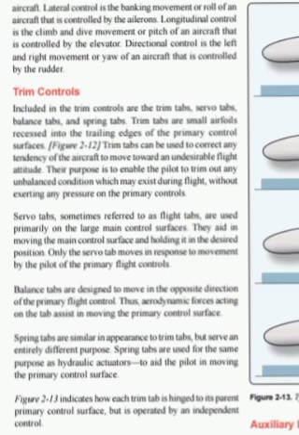Trim controls. Included in the trim controls are the trim tabs, servo tabs, balance tabs, and spring tabs. Trim tabs are small airfoils recessed into the trailing edges of the primary control surfaces.